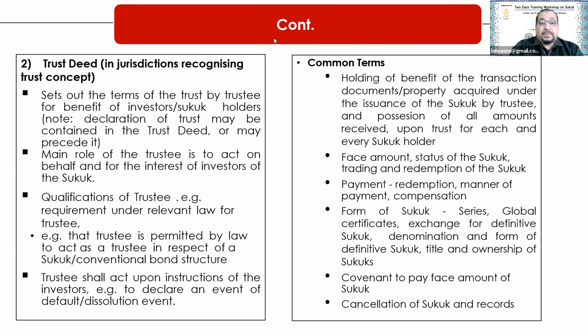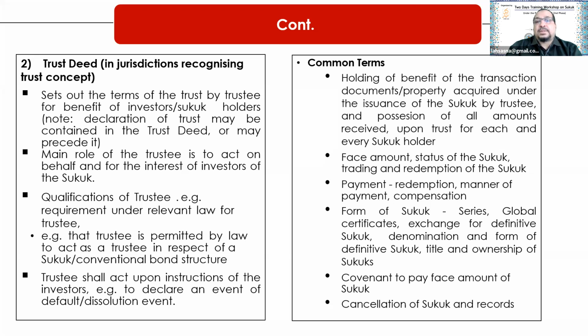Again, act upon the instructions of the investor, for example, declare an event of default, dissolutions, whatever things. So basically, the negotiations will be between the investors and the trustee to act, you know, against or recourse against the asset or with the issuer. This is in case of the potential default, it will be negotiated. This is the trust deed.